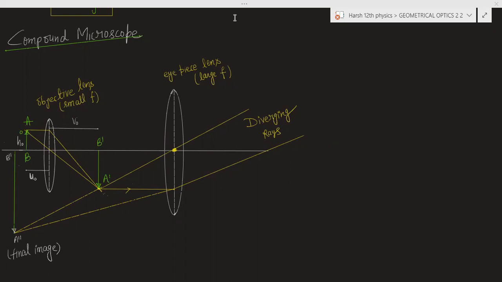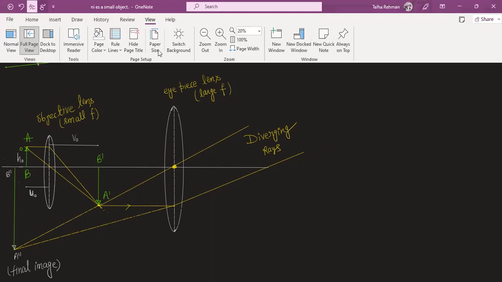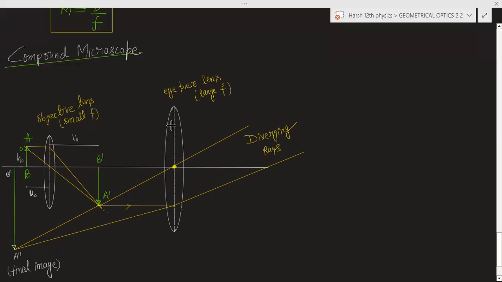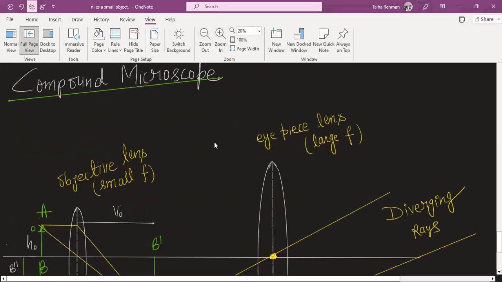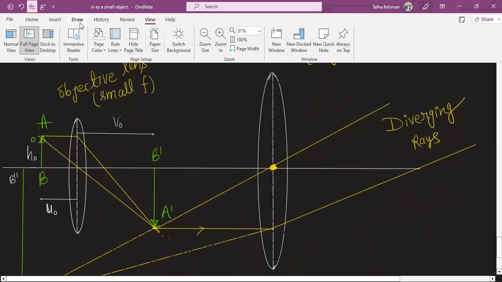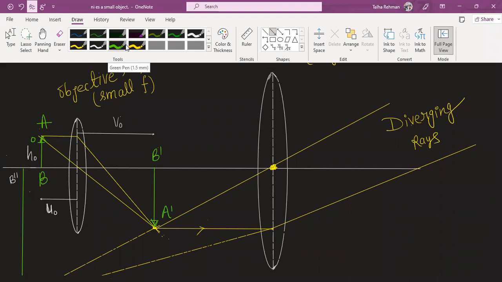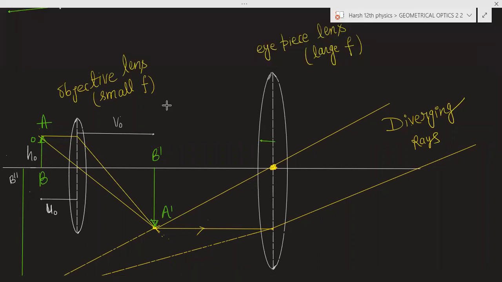Done, sir. Okay, so now mark some more distances here. Mark this distance. This is the object for the eyepiece, so UP, or UE. You can write UE, not UP, because we have already written UE. You can write UP also, no problem. P is just for the eyepiece lens, so it's UP maybe.